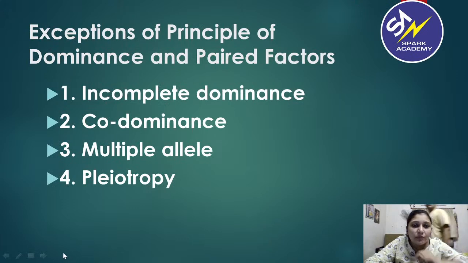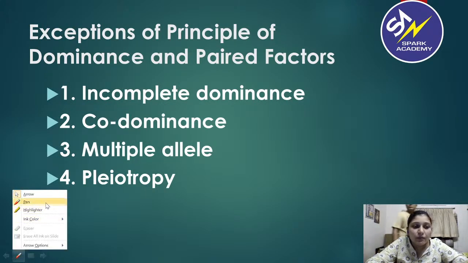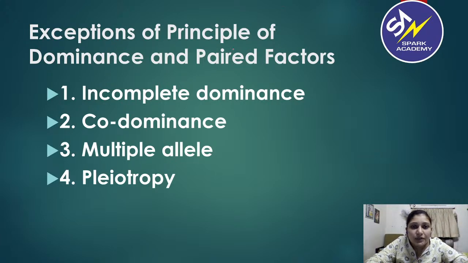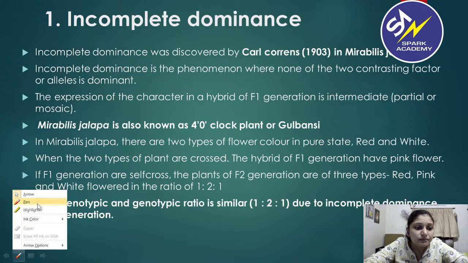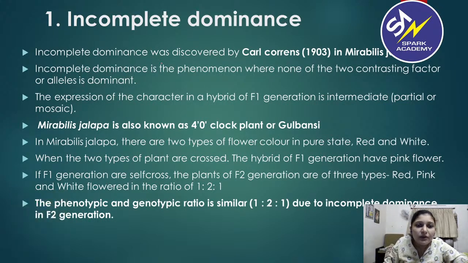Exceptions to the principle of dominance and paired factors: for that we need to discuss incomplete dominance, codominance, multiple alleles, pleiotropy, all this. First is incomplete dominance. Incomplete dominance was discovered by Carl Correns in Mirabilis jalapa. Incomplete dominance is a phenomenon where neither of the two contrasting factors or alleles is dominant. No factor, no gene is dominant here.